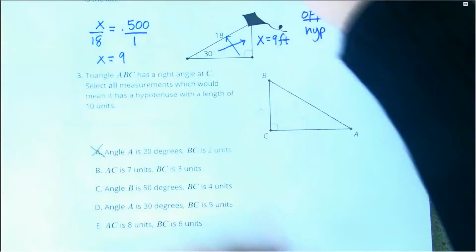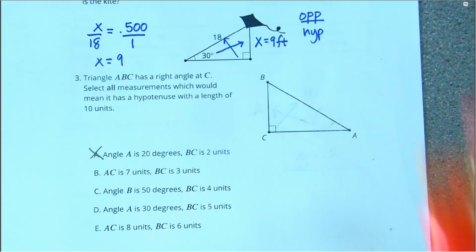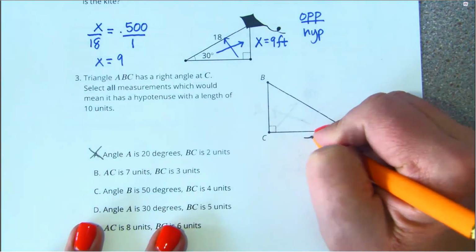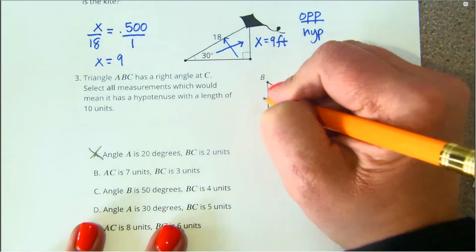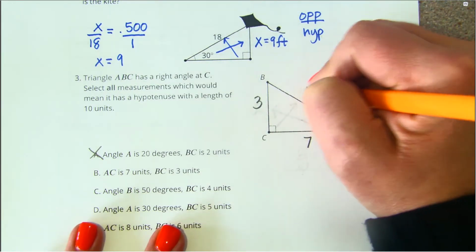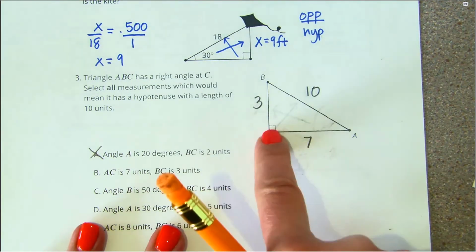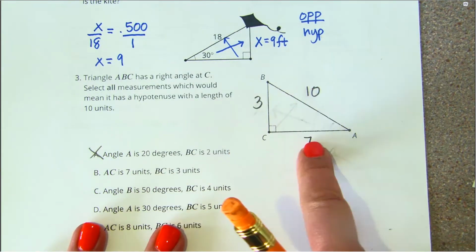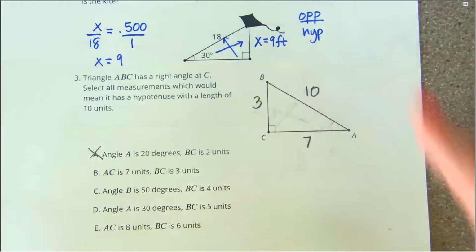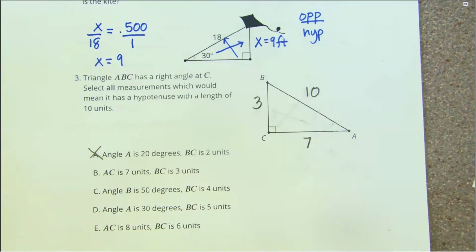All right, back to the drawing board. Second choice, it says AC is 7, BC is 3. And they want this to be 10. This is a right triangle. If that is 10, this squared plus this squared equals this squared. Let's try it. I'm going to just do it on my calculator.